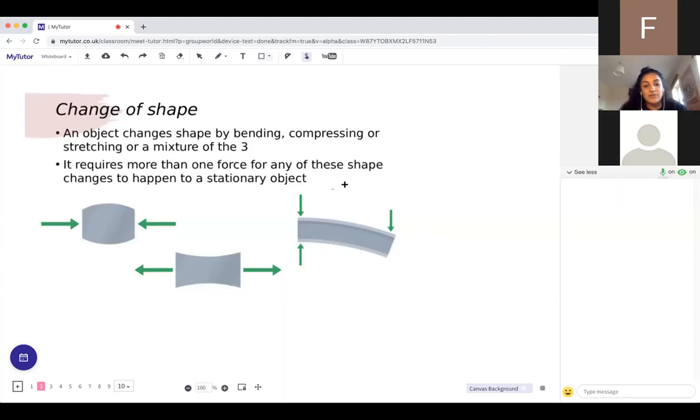For compressing, we have a force either side. For stretching, we have a force either side coming outwards. And for bending, we have three different forces. So you need to know that it requires more than one force, in different locations, for a stationary object to bend, compress, or stretch.